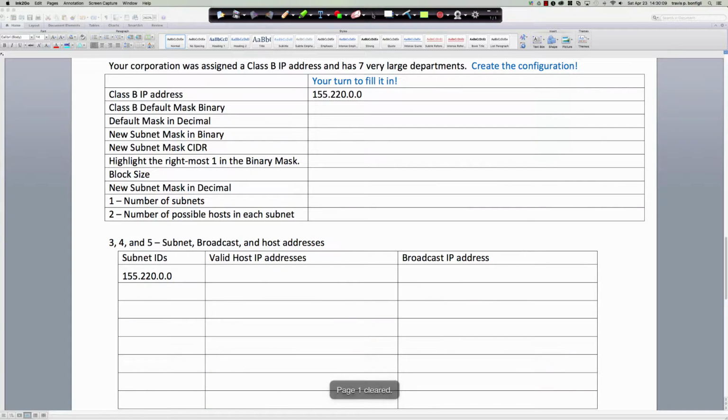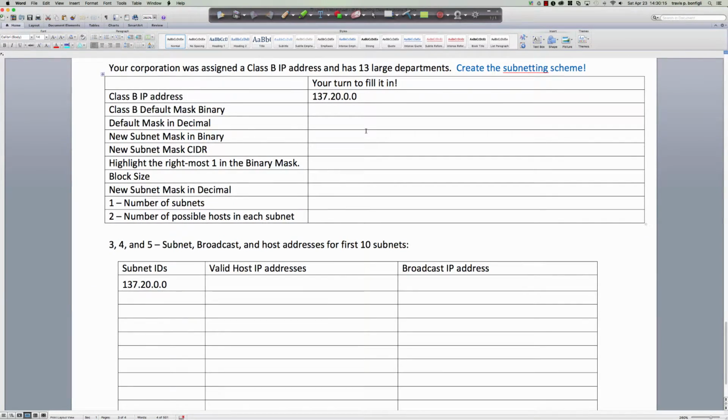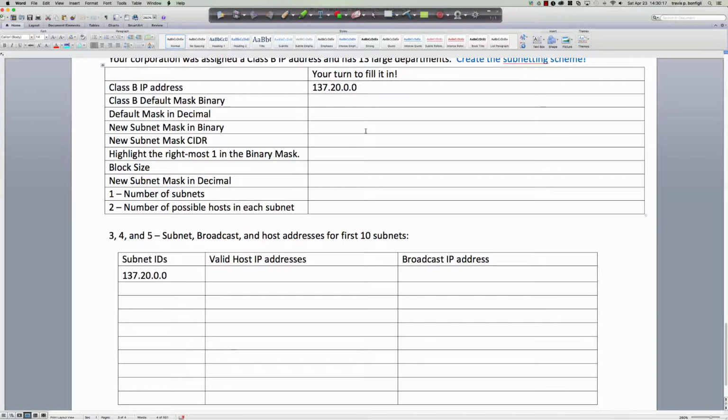Let's clear the screen here, and then let's roll down where we're going to be taking a look at another opportunity. And let's see, I'll leave it right there where we can read the top. So we've got 13 subnets. So that's what we have up here, 13 large departments. So what is our subnetting scheme going to be if that is the Class B IP address that we've been given? And we've been told that we can go ahead and carve that up any way we want.